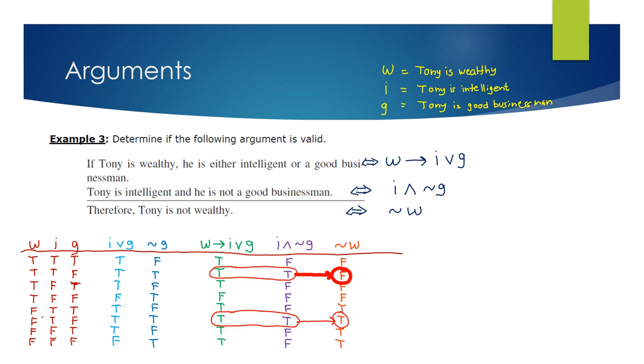Even if there's just one instance of all the premises being true and the conclusion being false, the argument is not valid. So it's not valid to conclude that Tony is not wealthy based off of the information that we have here. So this argument is not valid, it's invalid, it's a fallacy, whichever you want to call it.